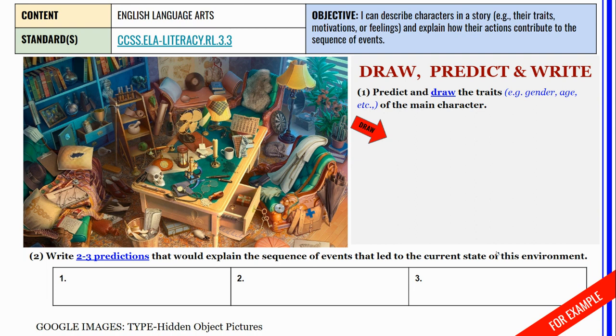Number two gives them the ability to predict. It says to write 2 to 3 predictions that would explain the sequence of events that led to the current state of this environment. We don't have any evidence. All we see is what we see. So scholars are predicting what they think happened first, second, and or third.